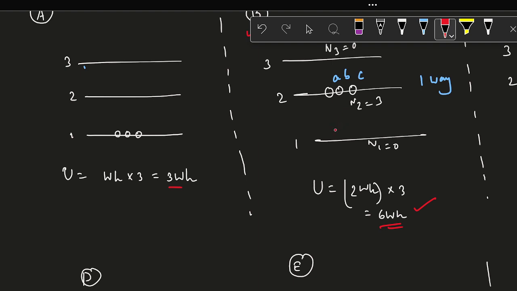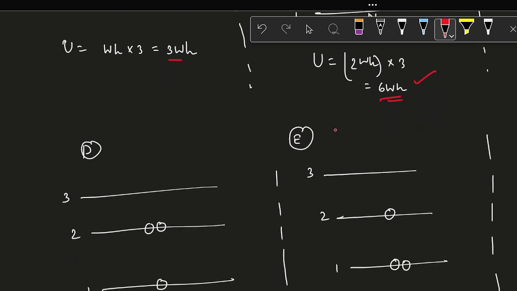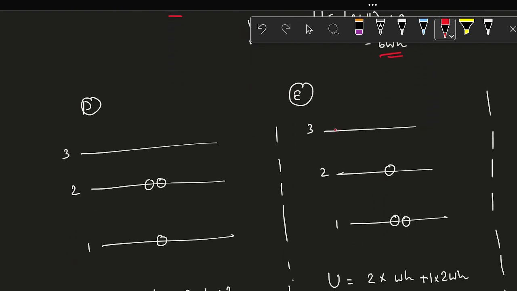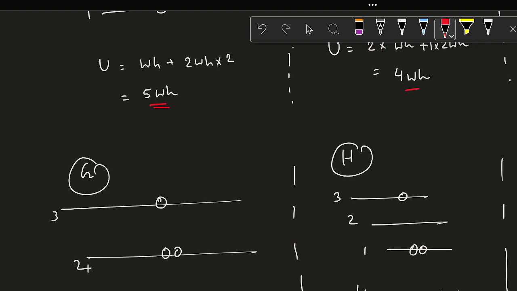What is the answer? Someone gave the answer now. You said only one. Just WH, 3W. So if there are 3 marbles in 3 steps, then clearly WH, 2WH and 3WH, 3 plus 2 plus 1, there is 6WH coming.